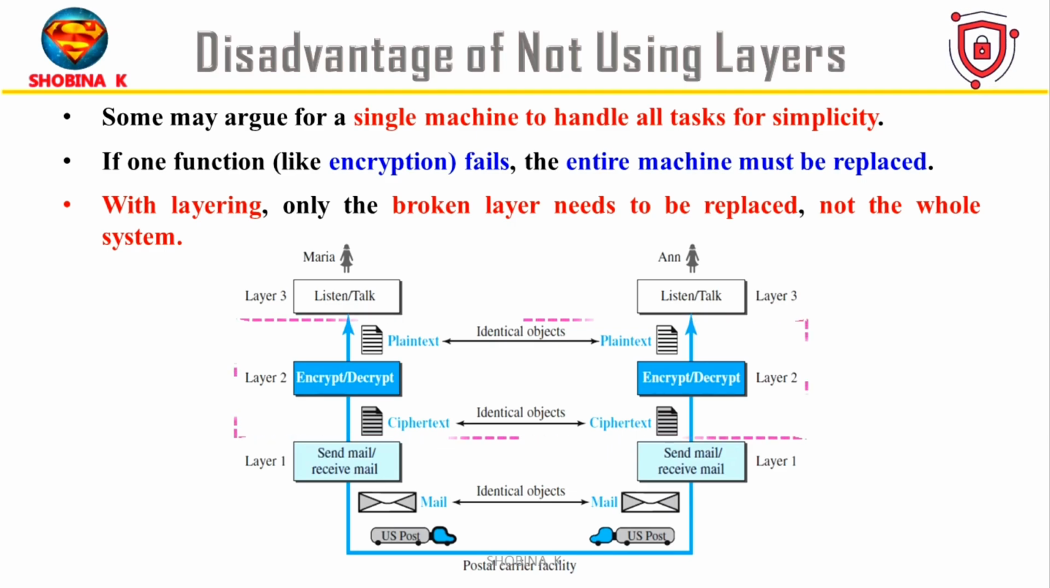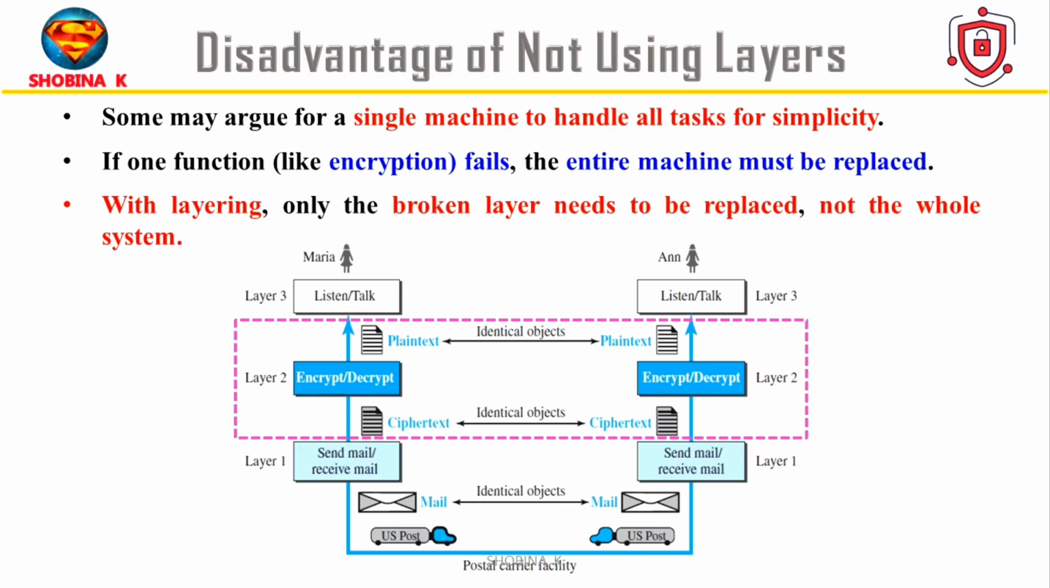Now, what is the disadvantage of not using layers? Some argue that having a single layer simplifies the system. That is, there is no need for each layer to provide services to both the upper and lower layers. For example, Anne and Maria could create one machine that performs all three tasks. But the drawback is, if a function like encryption fails, they would need to replace the entire machine. So with layering, only the broken layer needs to be replaced, not the whole system.